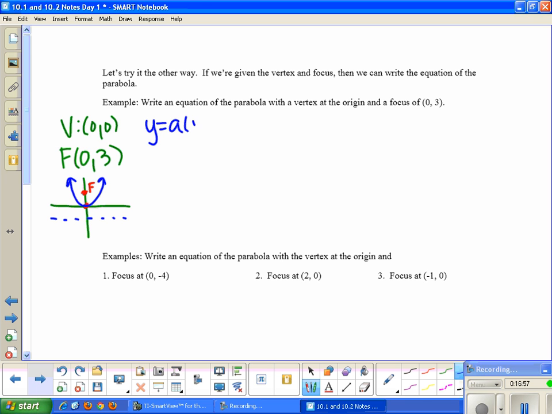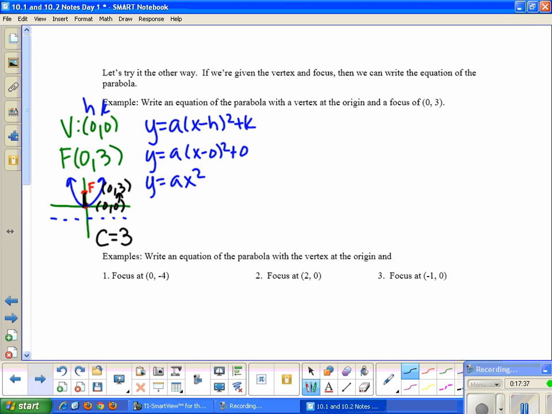So I know this is y equals a times the quantity x minus h squared plus k. I know my h and my k for my vertex are 0, 0 because it told me that from the beginning. So that means I really only need to find what my a value is, because right now I have y equals a times x minus 0 squared plus 0, which is just y equals a x squared. So to find the a value, I need to know what the distance from here to here is on my graph, and I can even just count. If my vertex is at 0, 0 and my focus is at 0, 3, well then notice I change my y value up 3. So that means my c value is equal to 3.